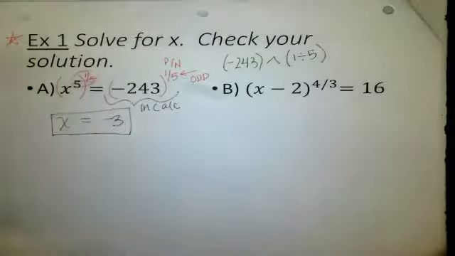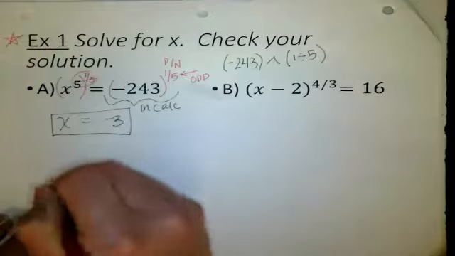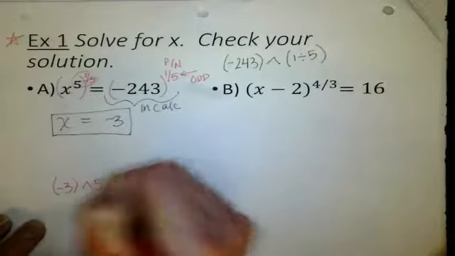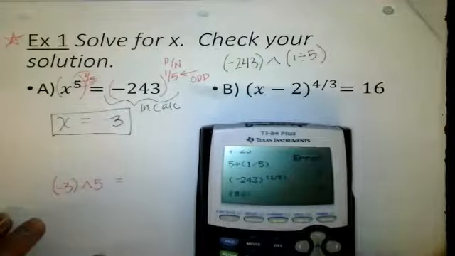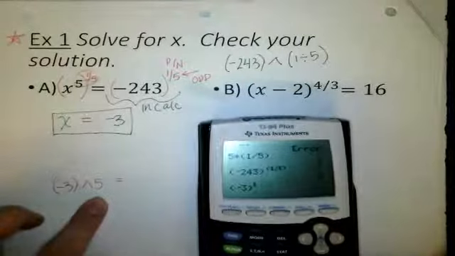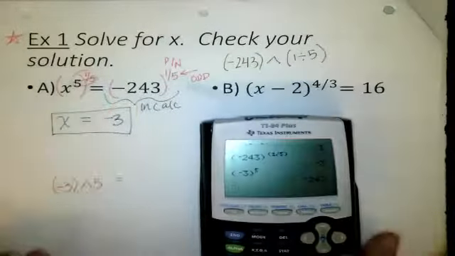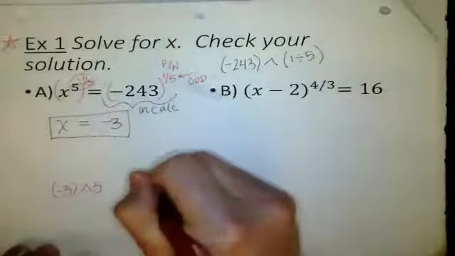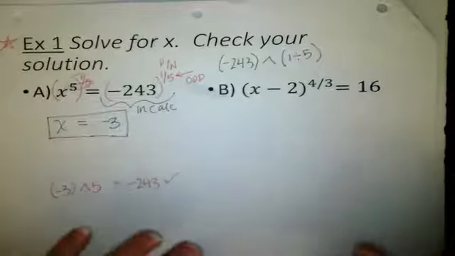You can check your answer by taking -3 and plugging it in for x. So -3 to the 5th. -3, and you got to make sure that you do the parentheses on that. -3 to the 5th equals -243, like it should, right? So always check. It's a good idea. You have calculators, just no excuses.